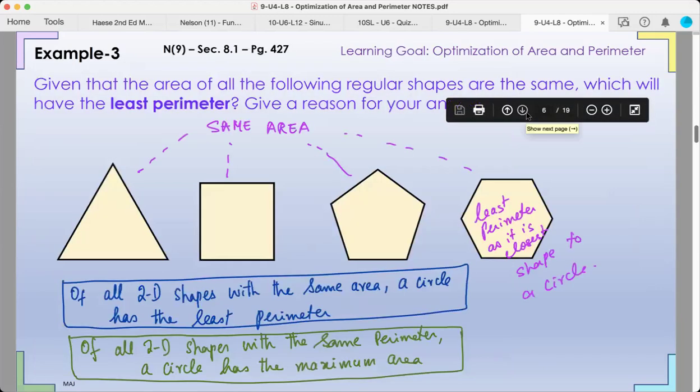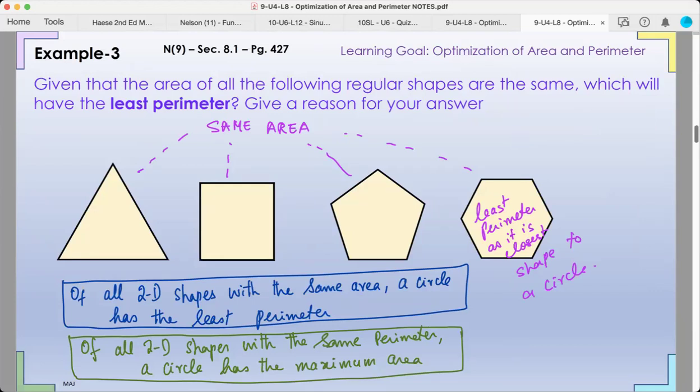And then the next one was what happens if I look at different 2D shapes? Here I have different 2D shapes, and we want to know which one has the least perimeter. It turns out that if a shape is approaching a circle, it will have the least perimeter. So in this case, a triangle is farthest from a circle because it has only 3 corners. A square is closer to a circle because it has 4 corners. A pentagon is even closer to a circle because it has 5 corners.